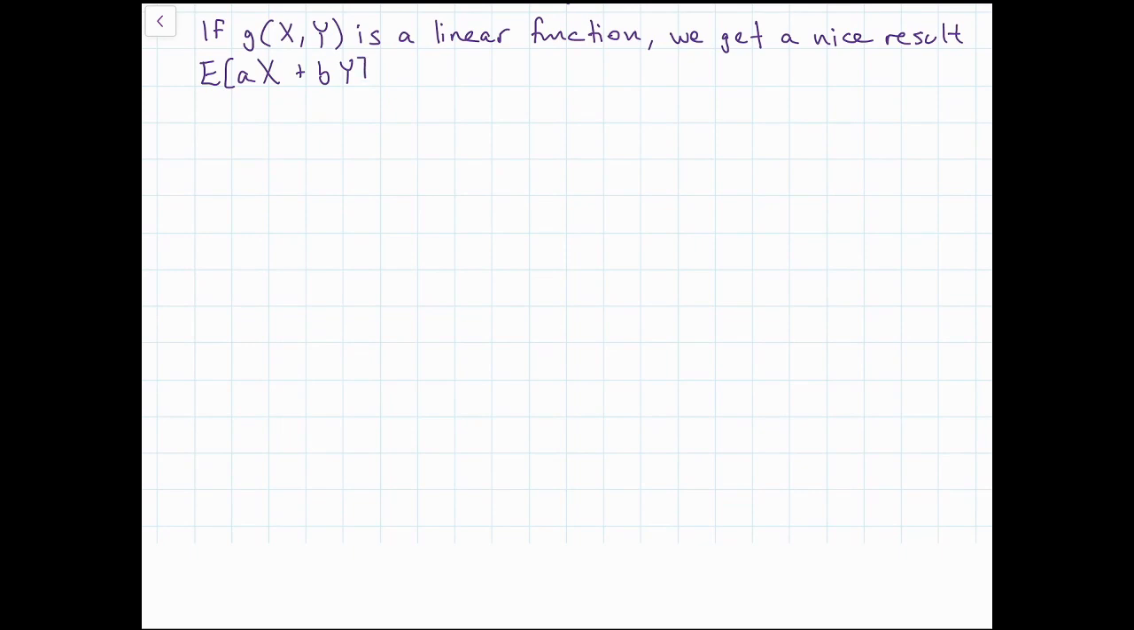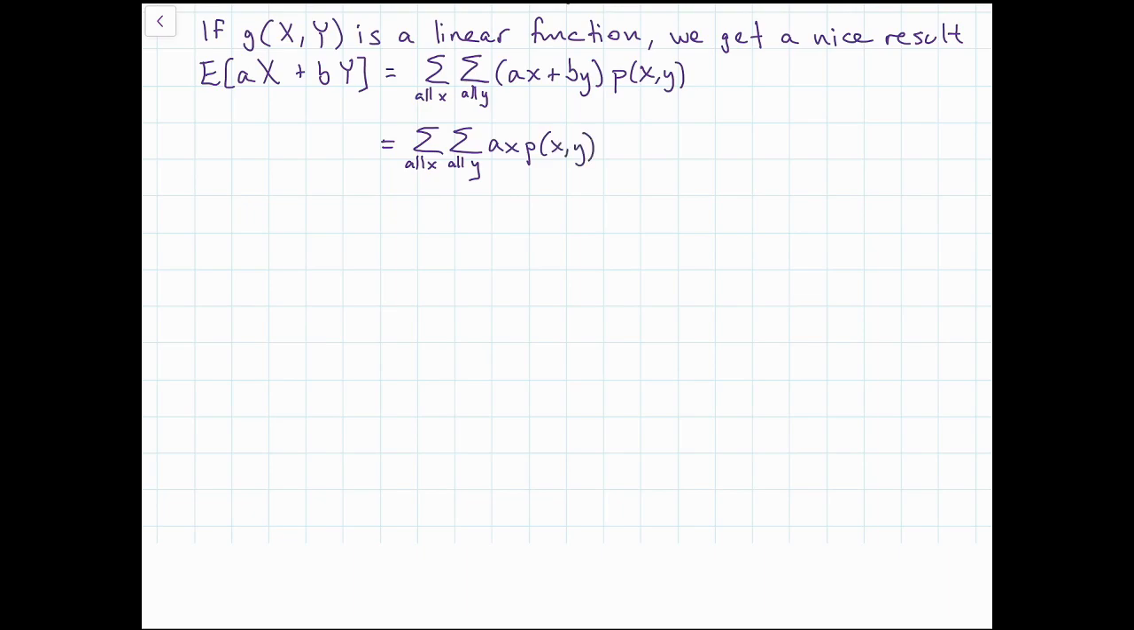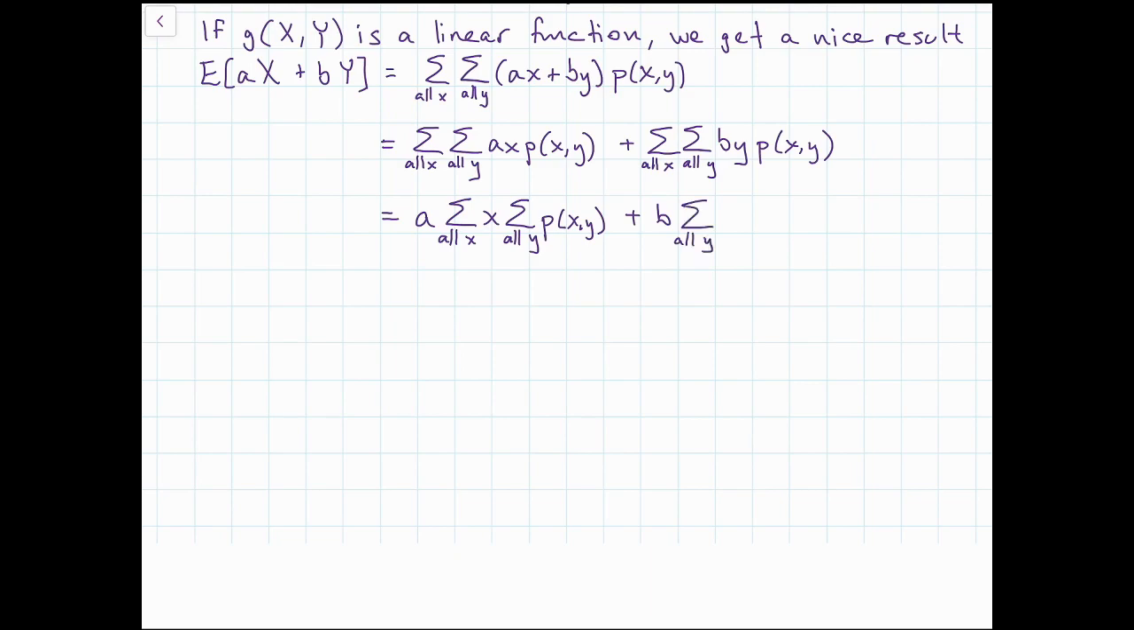If we want some linear combination aX plus bY, by definition, that's the double sum of (ax plus by) times the joint probability function p(x,y). Well, we can split this sum up into two sums with ax on one side and by on the other side. And then we can pull a outside and pull the x outside the sum over y, and similarly pull b outside and pull y outside the sum over all x.